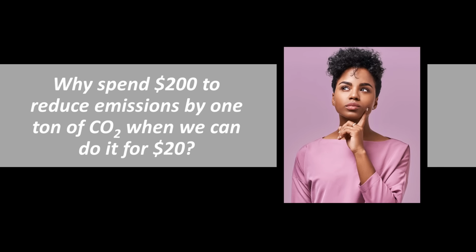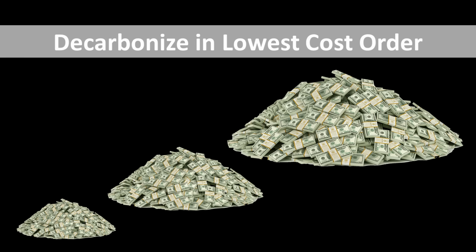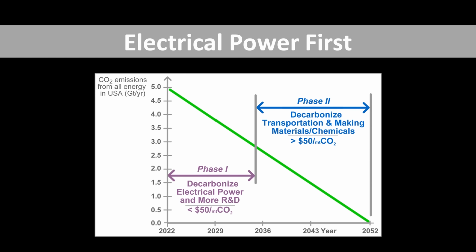As mentioned in previous videos, decarbonization does not move forward without government intervention. And many lawmakers ask, why spend $200 to reduce carbon dioxide emissions by 1 ton of carbon dioxide when we can do it for 20? This suggests large-scale decarbonization is likely to occur in lowest cost order. In other words, the decarbonization of electrical power is likely to occur before the decarbonization of materials and chemicals. This is okay since sequence is not important. All that matters is that carbon dioxide emissions decrease over time at a reasonable pace.